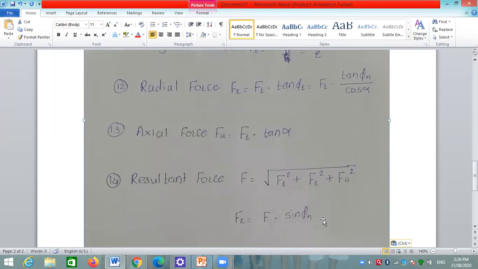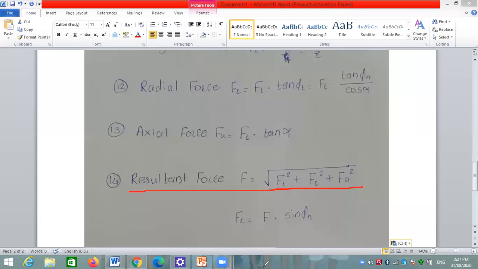And the last formula in this unit is resultant force. The total resultant force F is equal to the square root of Ft square plus Fr square plus Fa square, where Ft is the tangential force, Fr is the radial force, and Fa is the axial force. These are some important formulas in the first chapter of unit 2. In unit 2 there are four chapters: helical gear, bevel gear, worm and worm wheel, of which we completed helical gear.